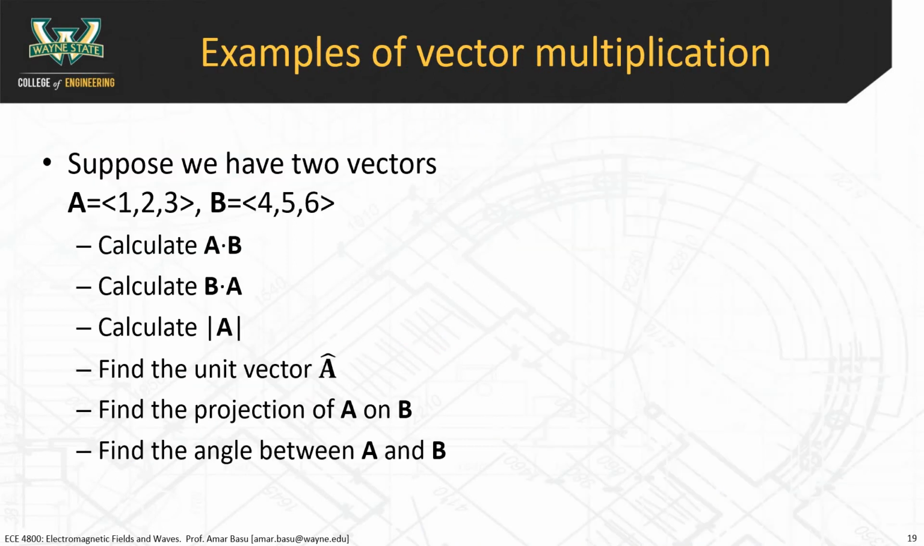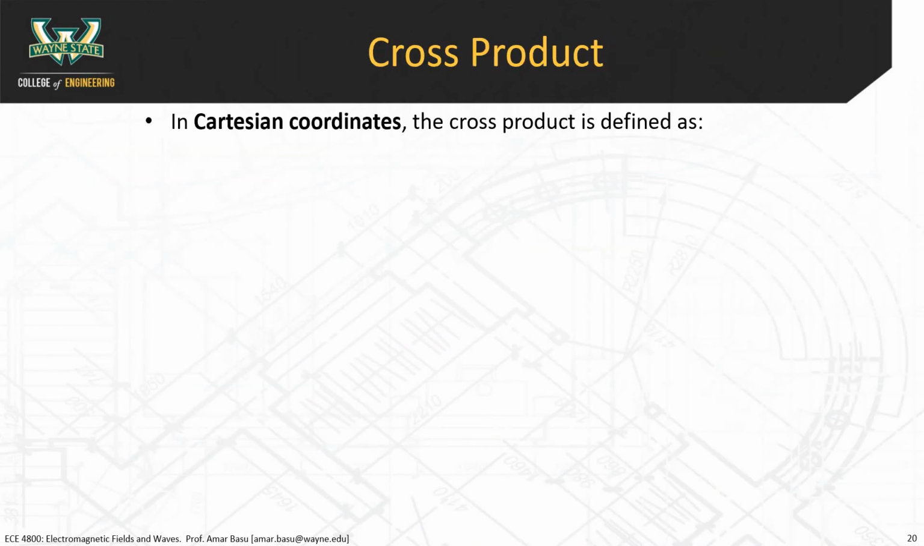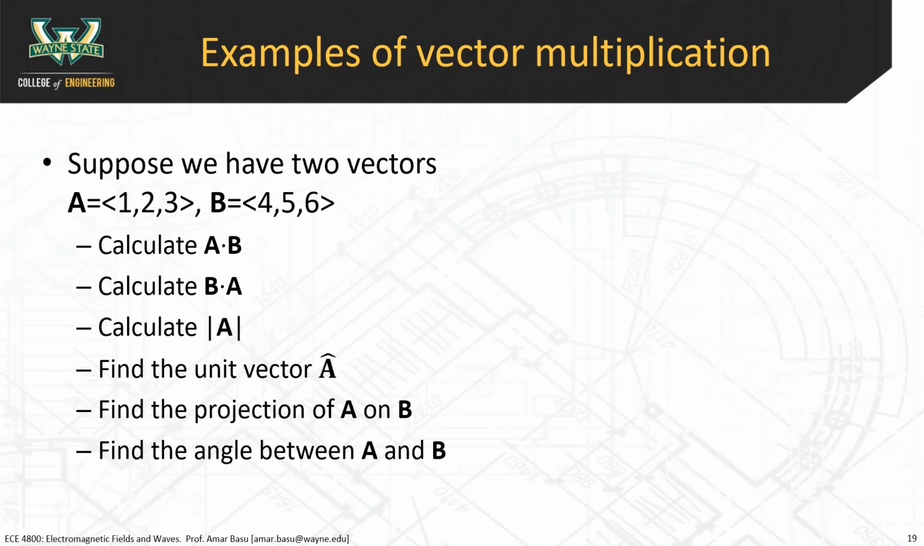Okay, good. So there are some more examples of vector multiplication here that I think I'm going to have you all do as an exercise. Suppose we have two vectors, (1, 2, 3) and (4, 5, 6). Calculate a dot b, calculate b dot a, calculate the magnitude, calculate the unit vector, and the projection and the angle between them. I think it might actually be helpful to just do this real quick together as a class, and then in your homeworks you'll be asked to do some similar problems like this. So let's just go through this really quickly.